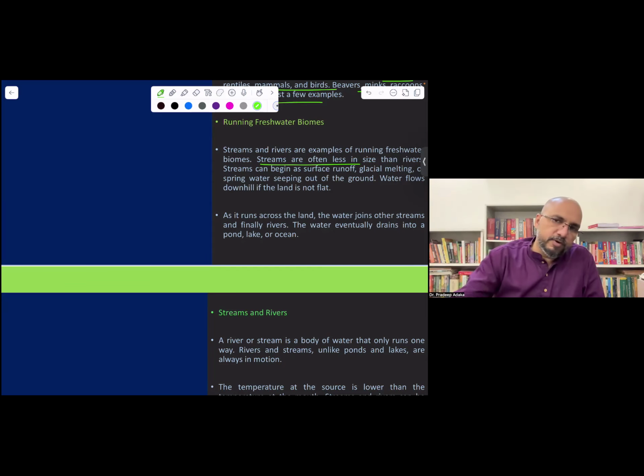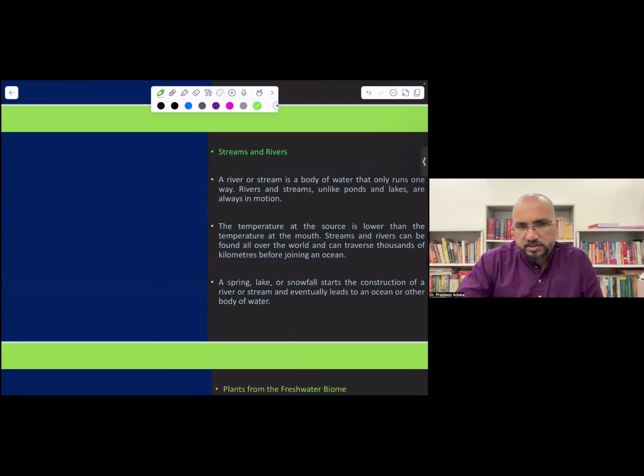So water will flow according to the gradient from the higher levels to the lower levels, right? As it runs across the land, water joins other streams, and finally the water volume increases and it will turn into river. It will ultimately drain into ocean or a sea or a pond. If it is an inland system, inland drainage, then it goes into a lake and the water will be deposited. If it is not an inland system, the river will drain into the oceans. So rivers and streams, these are your running freshwater biomes.